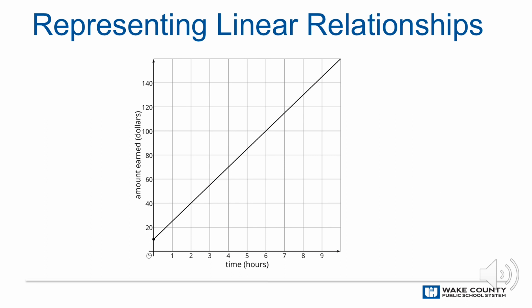A linear relationship is a relationship between two quantities where one quantity has a constant rate of change with respect to another. We can figure out the rate of change by using the graph because the rate of change is constant. We can take any 2 points on the graph and divide the amount of the vertical change by the amount of the horizontal change.